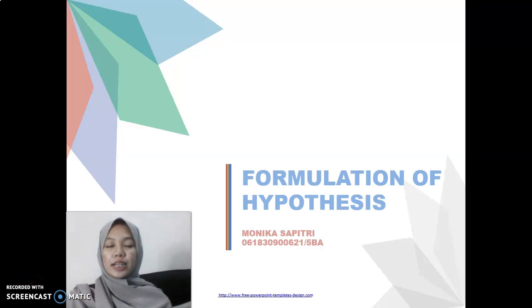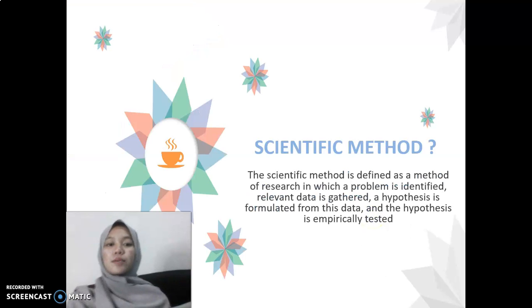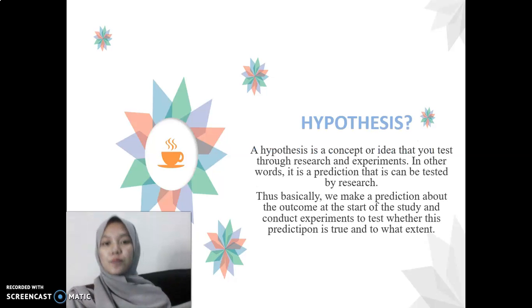I'm from 5BA class. So in this opportunity, I want to present you the material about formulation of hypothesis. And let's start. Before we talk about formulation of hypothesis, we have to know the meaning of scientific method. The scientific method is defined as a method of research in which a problem is identified, relevant data is gathered, a hypothesis is formulated from this data, and the hypothesis is empirically tested.